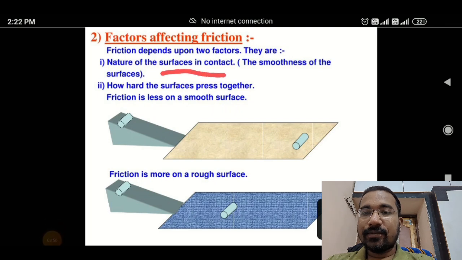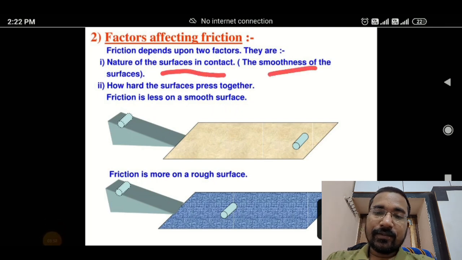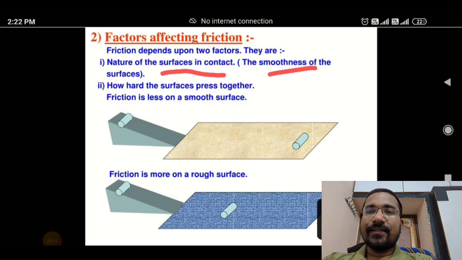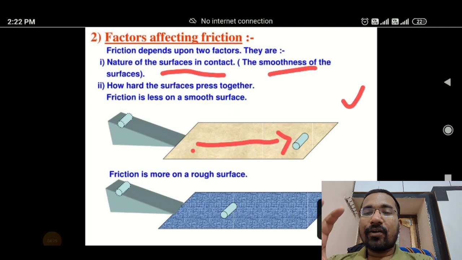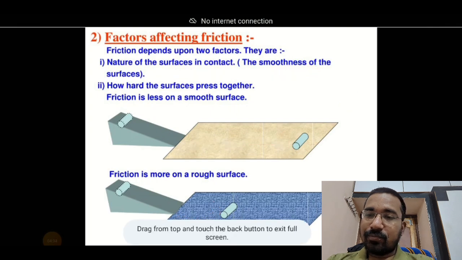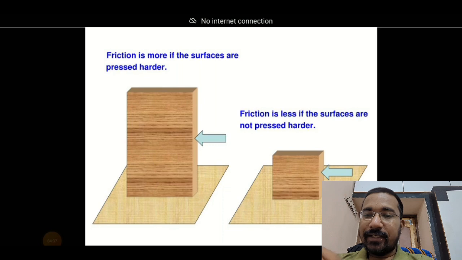Friction depends on two factors. What are the factors? First, the nature of the surface of contact. If the surface is smooth, like ice, you can just slide on it. If there is a rough surface, you have to push harder. Like here in the first example, if we roll it down, it will go far away on a smooth surface. On a rough surface, it will go only a little bit.